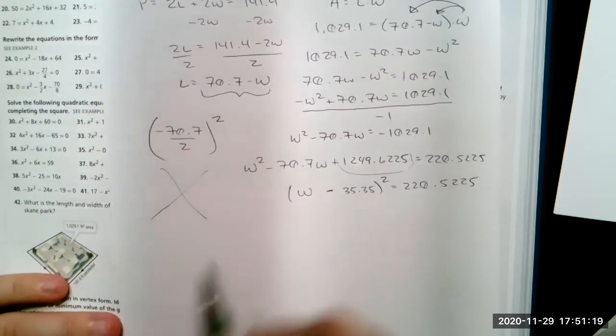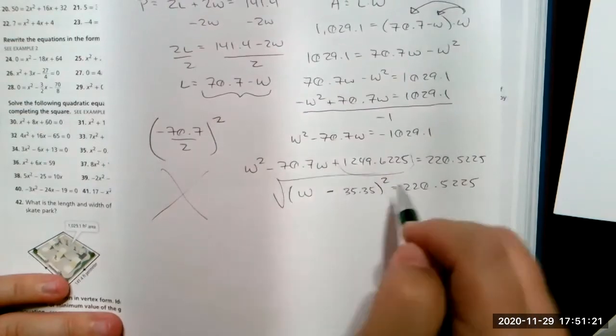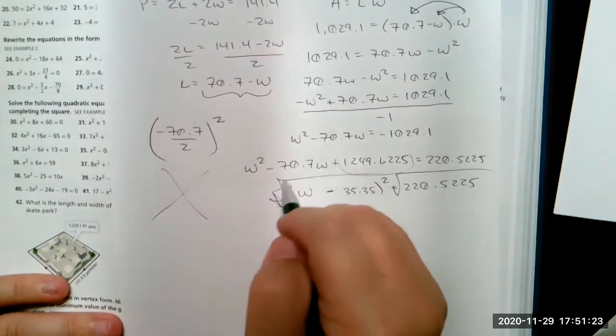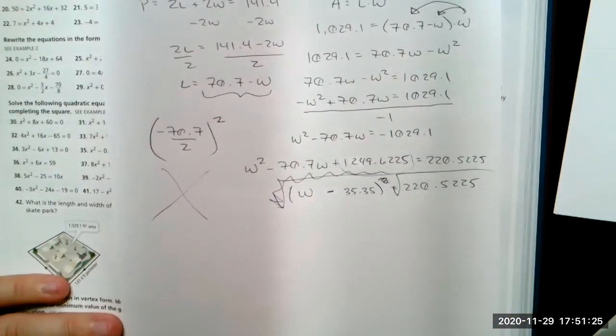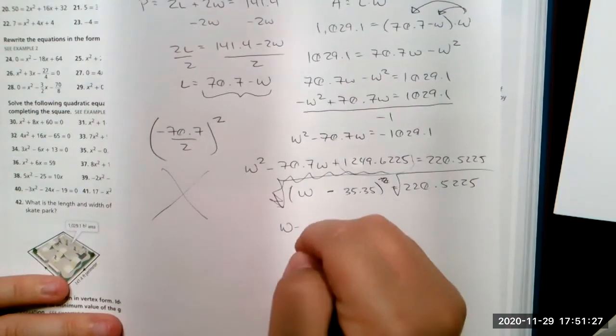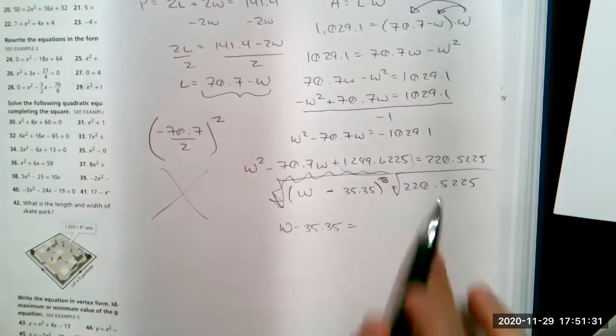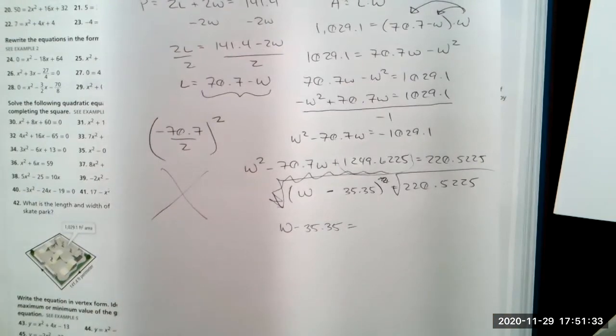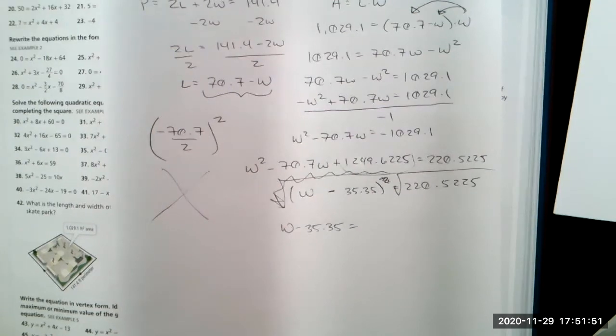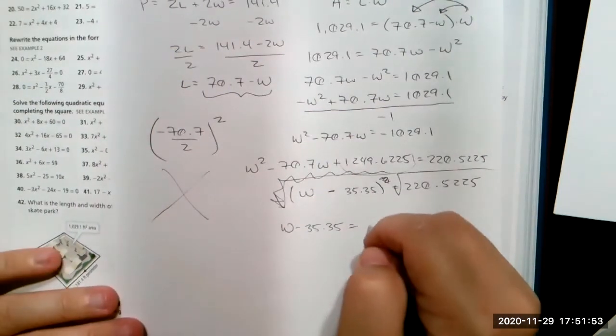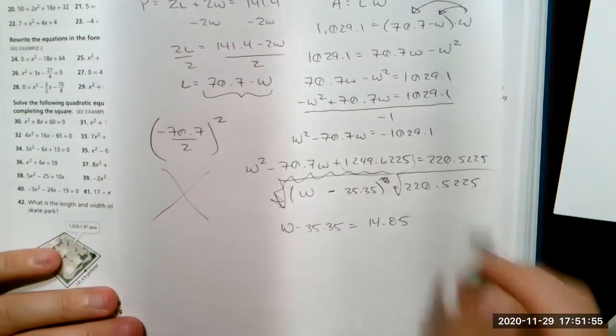So here's the point where I can take the square root of both sides. The square root and the square undo each other. So I'm left with W minus 35.35. The square root of 220.5225, I'm sure is not a nice number. Let me check it out. It is 14.85. So not super bad.